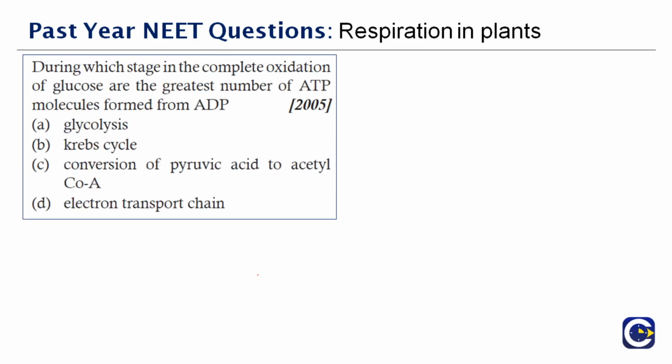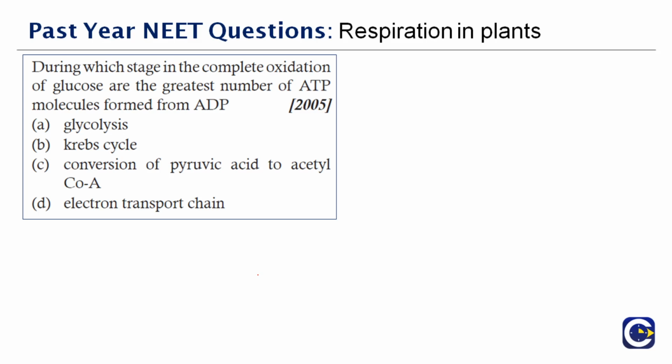Next question here, which was again asked in the year 2005. During which stage in the complete oxidation of glucose are the greatest number of ATP molecules obtained from ADP? You're given 4 options here.